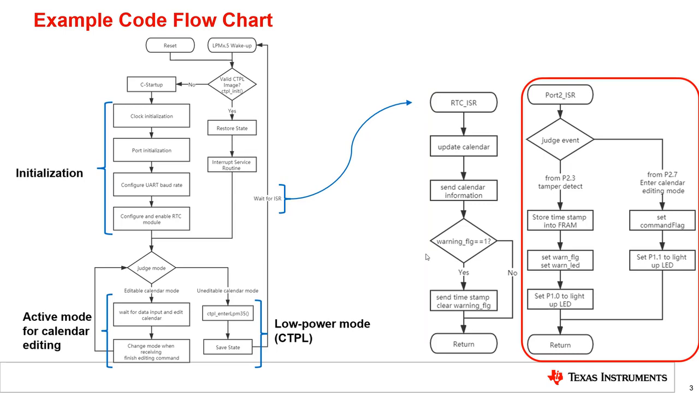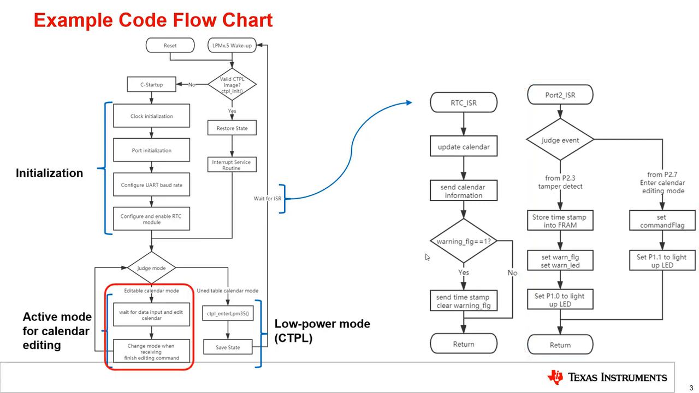The second interrupt request comes from the port. Port 2.3 is used to detect tamper events. Port 2.7 is used to be triggered to enter the calendar editable mode. In the calendar editable mode, the microcontroller remains active. It waits to receive data from the host. When the finish editing command is received, the microcontroller will return to the non-editable calendar mode and enter low power mode.